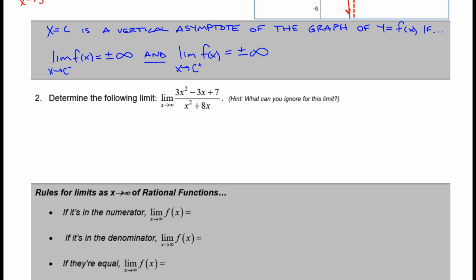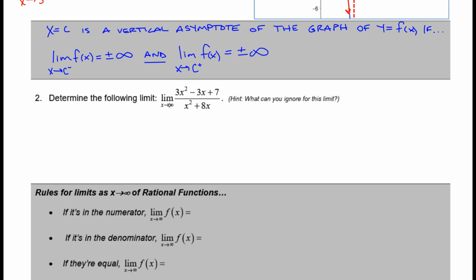Now, there's a hint here. First of all, this is the first time we've looked at any limit where the value of interest is infinite. So we're trying to figure out what happens to this function at the ends of the number line, at the right end of the number line as x goes off towards positive infinity.